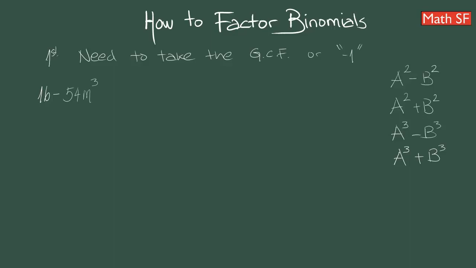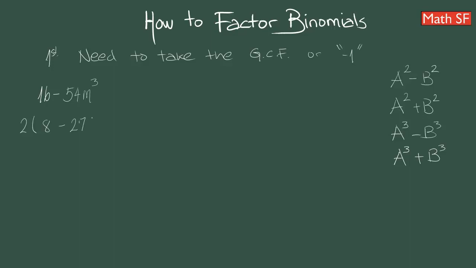Let's keep factoring binomials. In this case, we're given 16 minus 54 m cubed. Now, let's recall that the first step to factor any polynomial is to take out the greatest common factor. Now, let's see what they have in common. Between the 16 and the 54, I think they have a 2 in common. So if you pull out a 2, you're going to be left with 8 minus, 2 times what gives you 54?